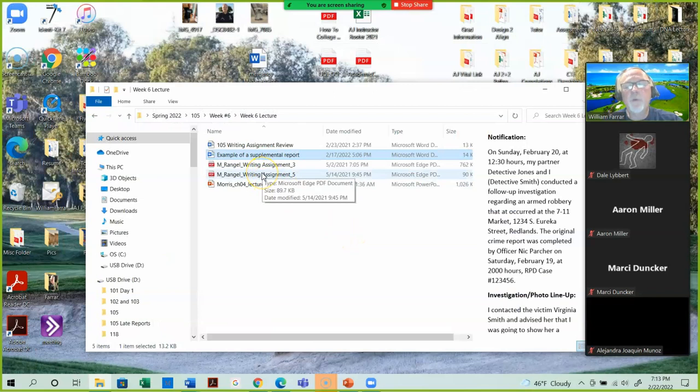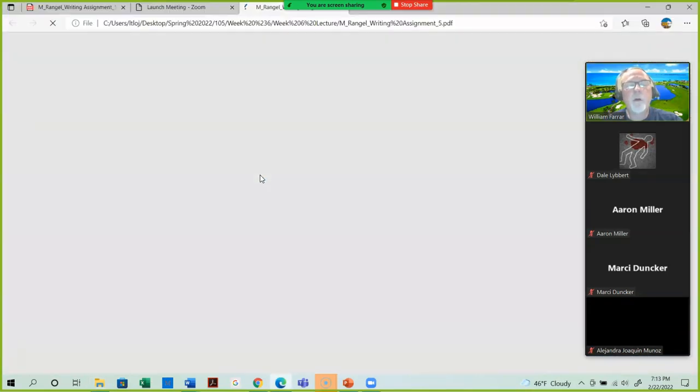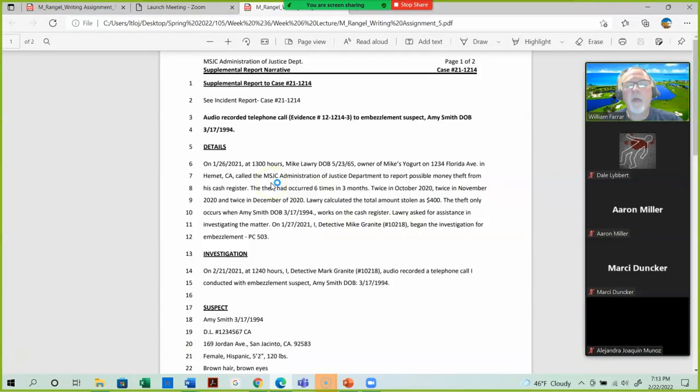So to give you a quick sneak peek, I have a student in a previous class that did the same supplemental report to give you a quick look. And again, she used headings here. She put supplemental report to the case number, and you can make up a case number. And she also added this thing right here, which you don't have to do: audio recorded telephone call, evidence, etc. But she uses the headings.